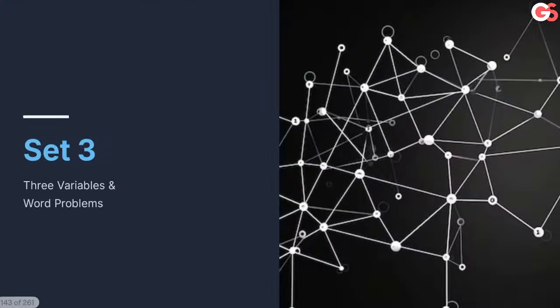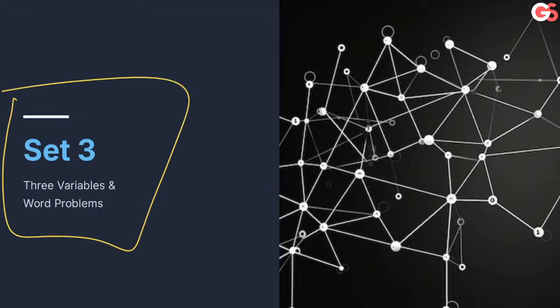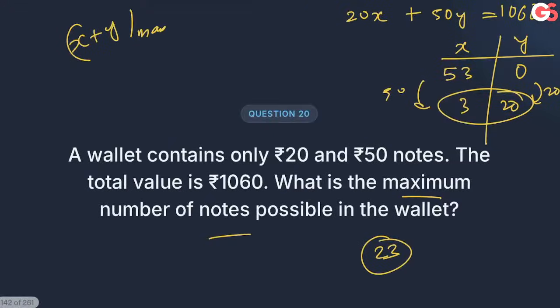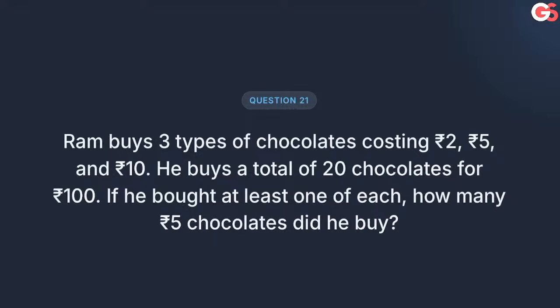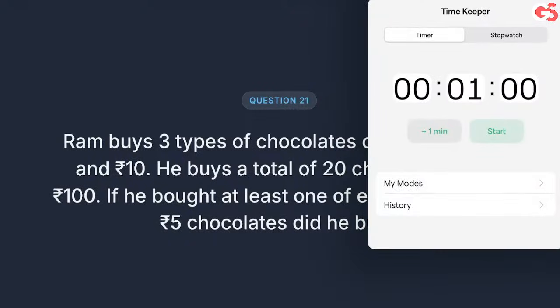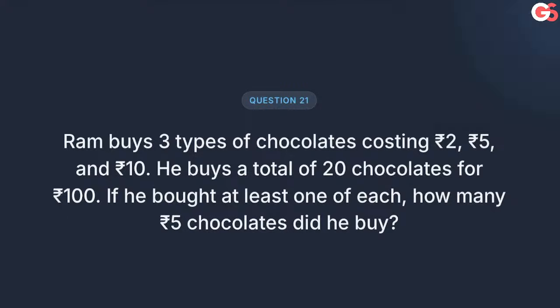Next, set 3. Now we have three variables and word problems. Look at this. I'm going through all the parameters. Okay, so first one, 1 minute. Try doing it on your own first.